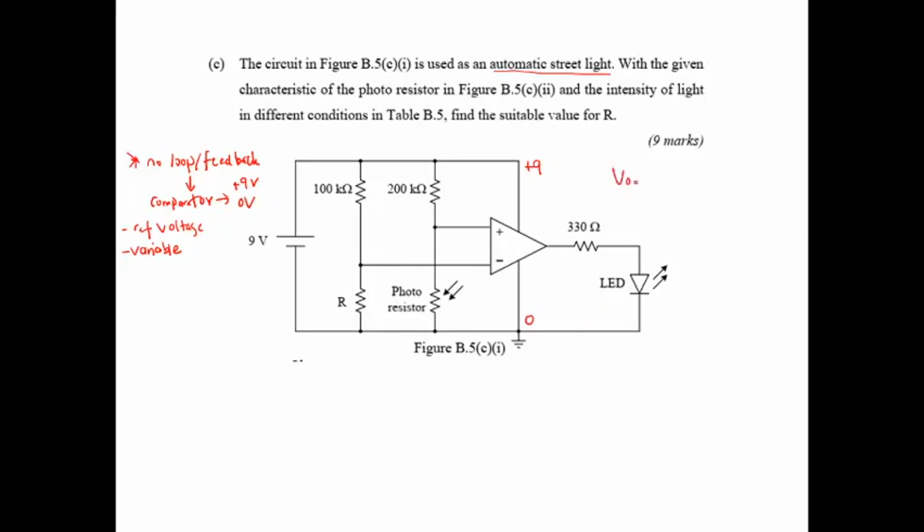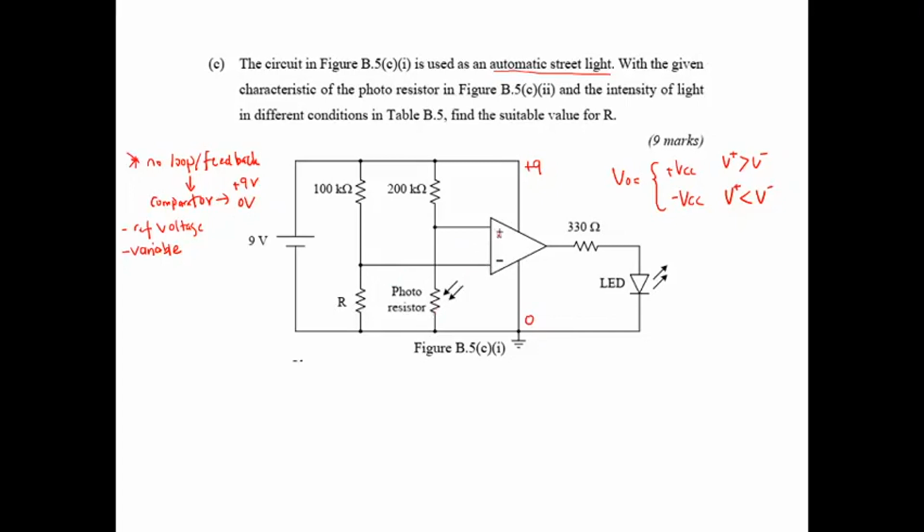So we know V out is plus VCC when V plus is larger than V minus, and V out is equal to minus VCC when V plus is lower than V minus. Okay, so this is the op-amp. Based on that, we analyze this circuit. Which one will be your variable and which one will be your reference?